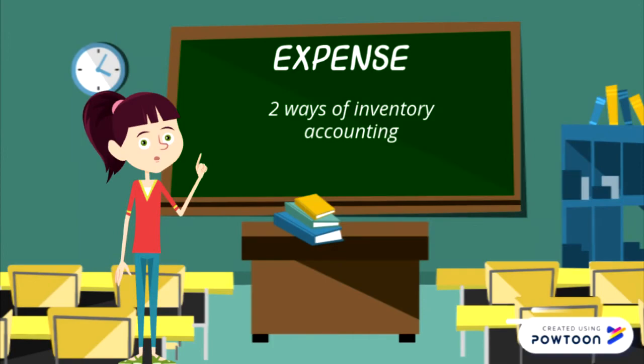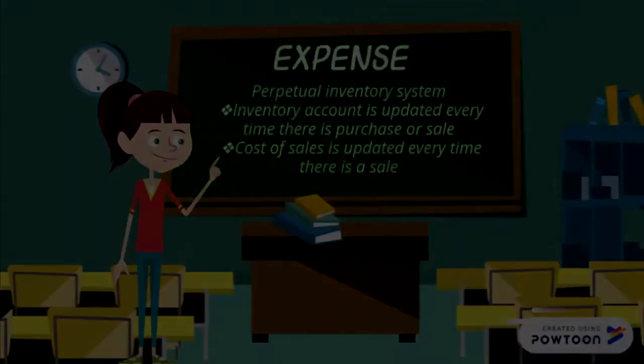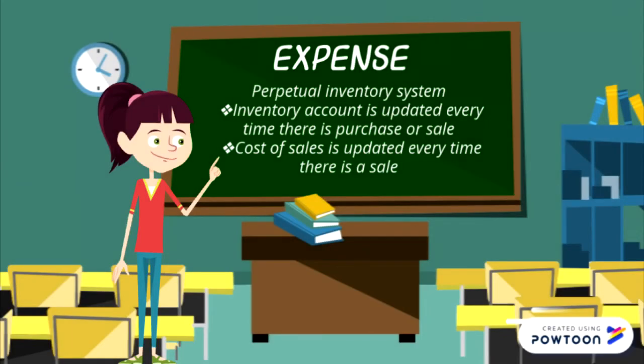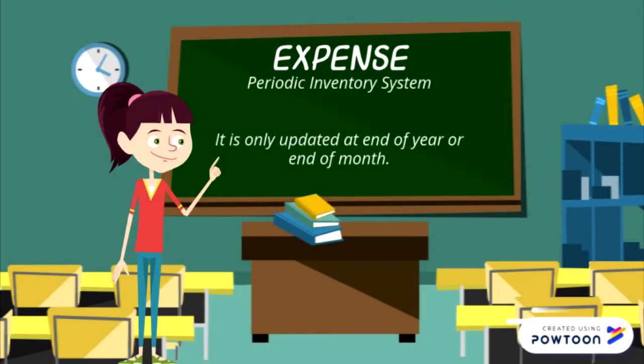There are two ways of inventory accounting. First is the perpetual inventory system, wherein the inventory account is updated every time there is purchase or sale, and the cost of sales is updated every time there is a sale. Second is the periodic inventory system, which is only updated at end of year or end of month.